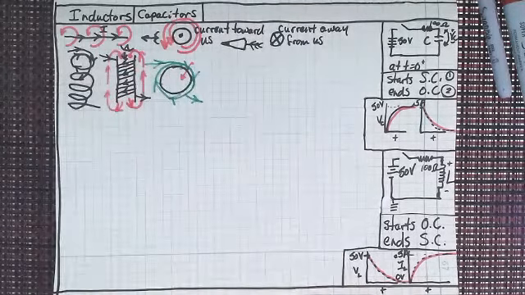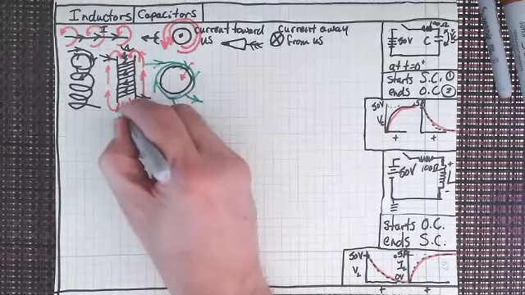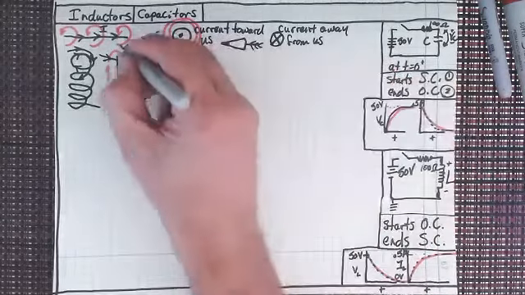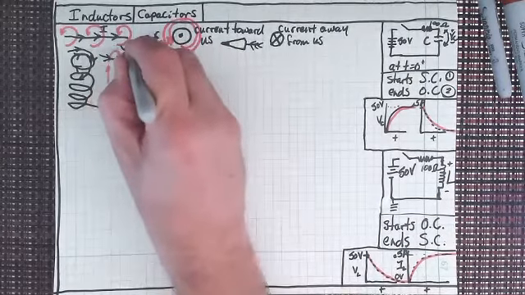Now, where's the North Pole? Where's the South Pole? That's a good question. We know on every magnet that the flux lines leave at the North Pole and they go back in at the South Pole.